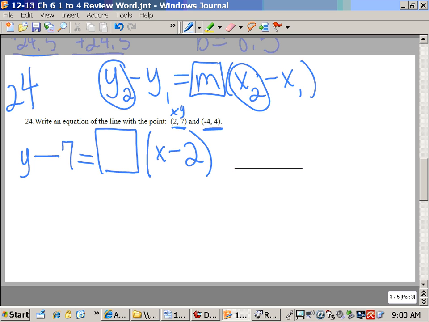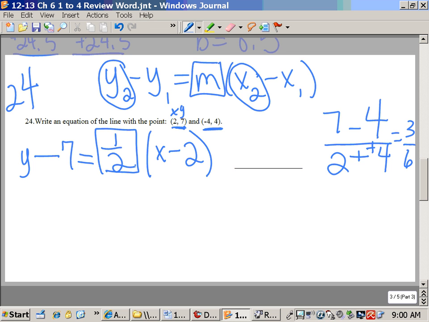What's that? The slope. So my slope is when you draw the line minus signs. What goes on top? X's or Y's? Y's. So I have to put 7 minus 4. And on the bottom, 2 minus -4, which changes to +4. 7 minus 4 is 3. 2 plus 4 is 6. You have to reduce it to 1/2.